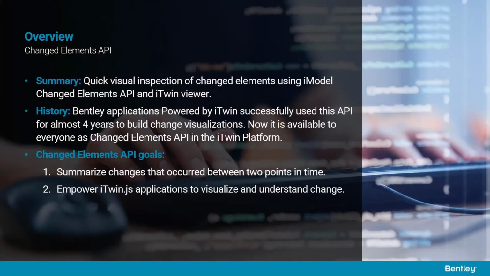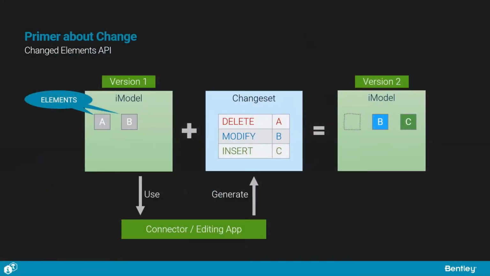By understanding changes that occur to an iModel, we can empower viewer applications to visualize said change. The Change Elements API has been used by Bentley internal applications for about 4 years now to build change visualizations. Now, it has been made public to be used with the iTwin platform. The goal of the API is to provide summaries of changes between versions and to empower the visualization and inspection of change. Let's start with a primer about change.